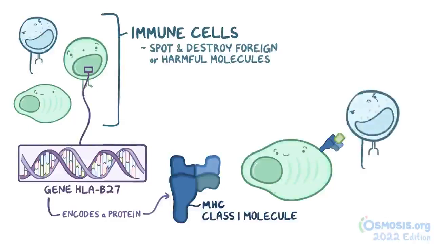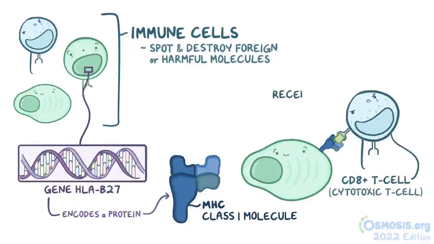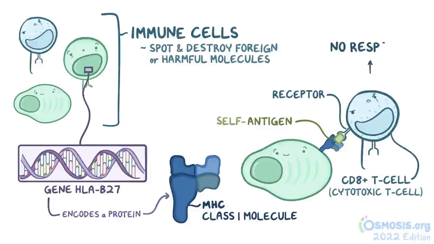to sample. A CD8 positive T cell, also called a cytotoxic T cell, uses its T cell receptor to bind to the antigen presented by the MHC class I molecule. Normally, the antigen that's presented is from the cell, and the immune system recognizes it as a harmless self-antigen, which leads to no response.